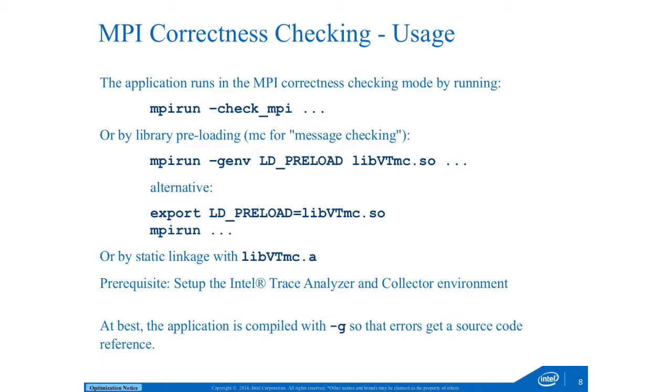With Intel MPI, you can use it as a command line environment variable, but if you don't want to touch your scripts or your command line, you can just export the preload variable. This is in some situations very handy, where it's not possible to touch the command line, or when you're dealing with complicated scripts where you don't know which path is actually taken. Or you can even link this statically with libVTmc. It should work.